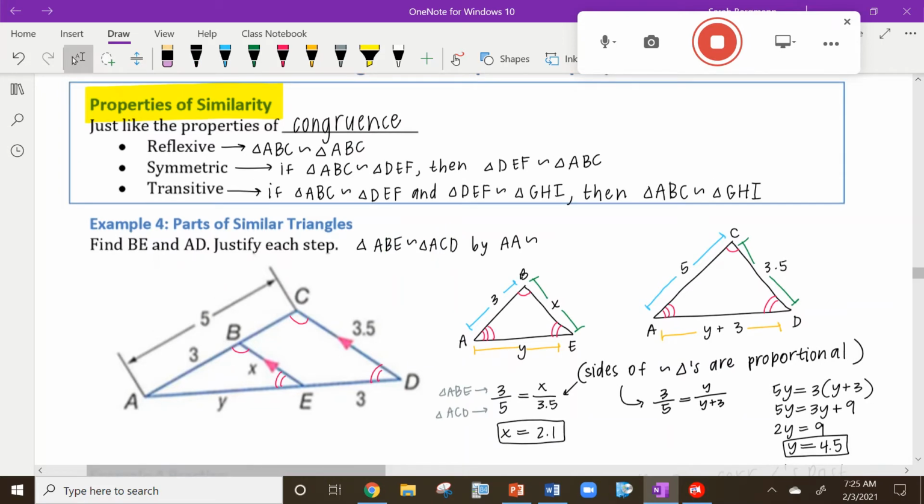But we're not quite finished yet. Once we get x and y, it actually asks us to find BE and AD. BE is easy. BE is just equal to x, so BE equals 2.1. That's just substitution. However, for AD, it's not just equal to y. AD is equal to y plus 3. So AD is equal to 4.5 plus 3, so 7.5.